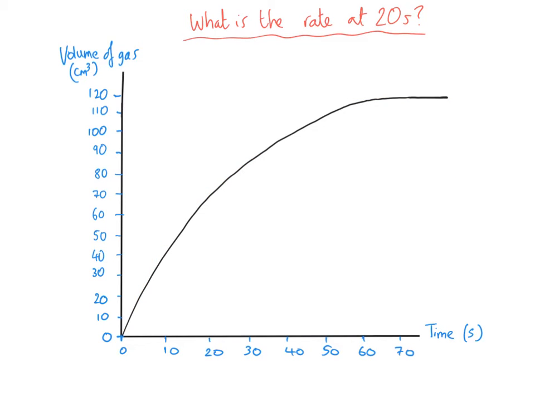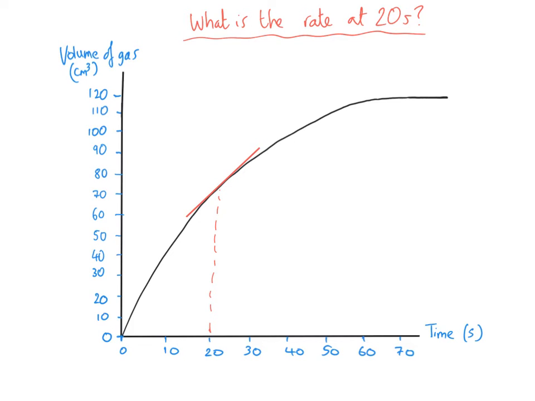Let's explore now a more focused example about drawing tangents. And so let's imagine this is our graph and we've been asked what the rate of reaction is at 20 seconds. Now let's be really specific. First of all, we need to find 20 seconds on our graph. So 20 seconds is down here, and we need to read up to our curve. And now we need to draw a tangent at that point on the curve. And I've done that here.